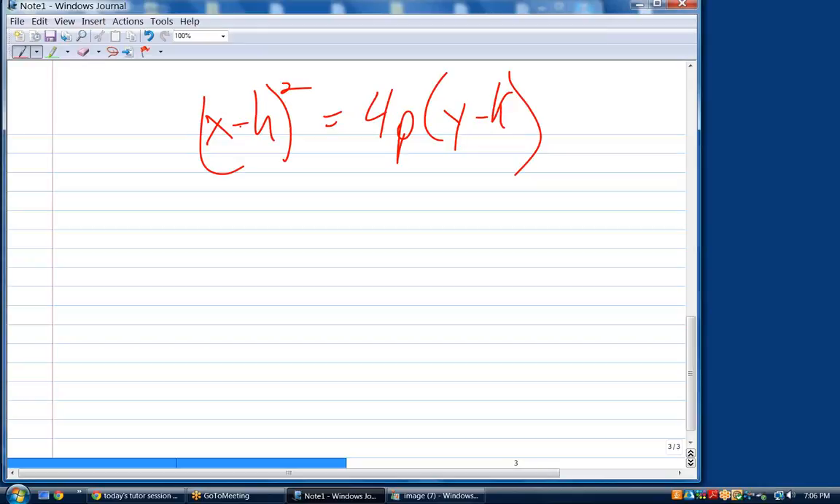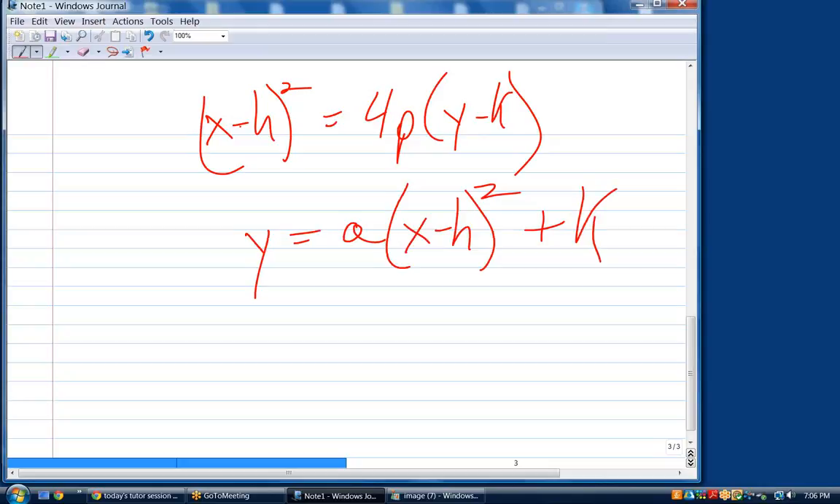And I say good. Well, notice how different this is from the normal equation of a parabola. Here's the normal equation of a parabola in vertex format. So what they've done is, if you solve this equation up here for y, you end up with a equals 1 over 4p. So they've changed the format.